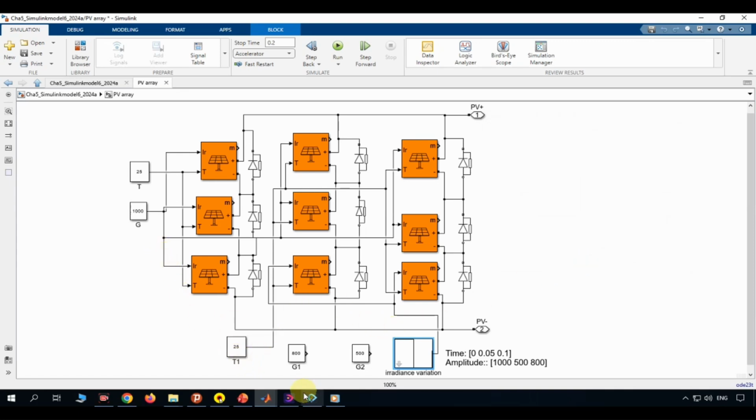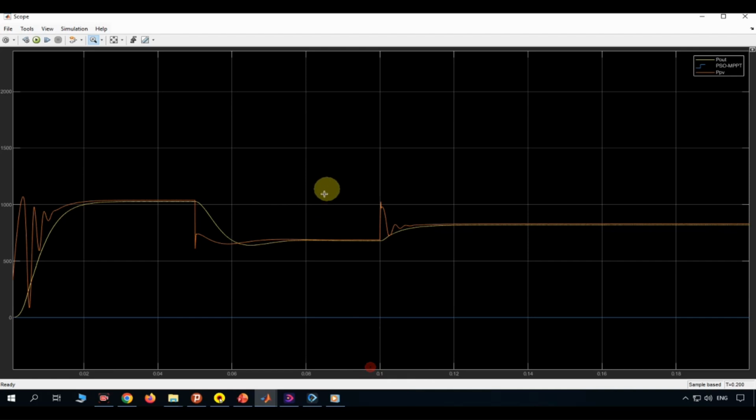Now, looking at the scope results, 3 signals are plotted together: POUT in yellow, the PSO MPPT duty cycle in blue, and PPV in orange. At the start of the simulation, with irradiance at 1000 watts per square meter, the PSO algorithm begins searching, causing the oscillations visible in PPV during the first few milliseconds as the particles explore different duty cycle values. Within about 20 milliseconds, the algorithm converges and both PPV and POUT settle around 1000 watts, confirming that the true maximum power point has been found.